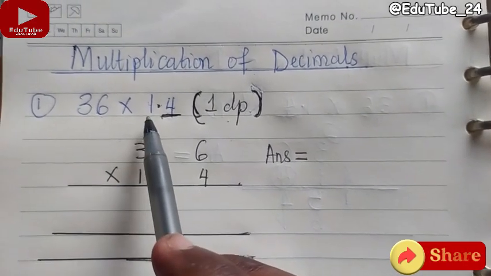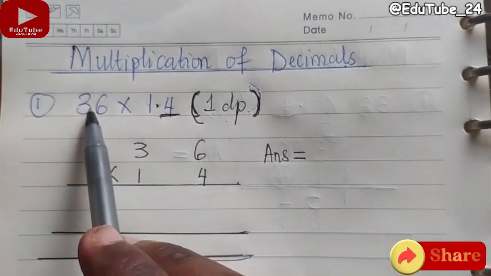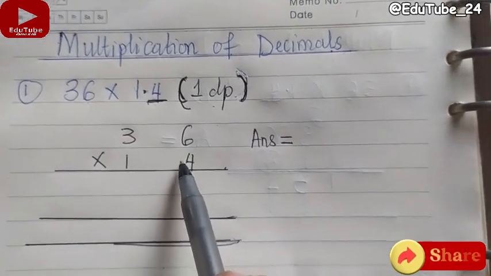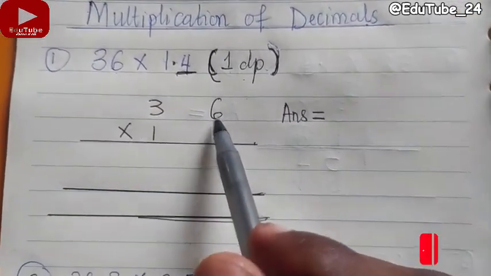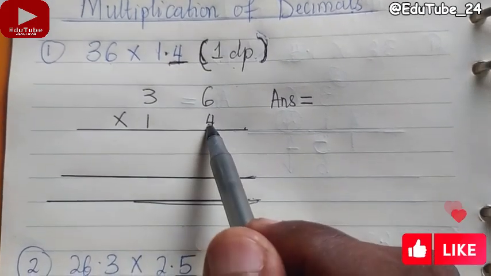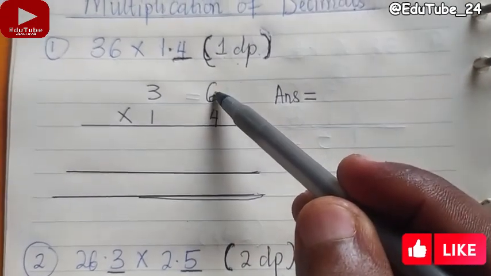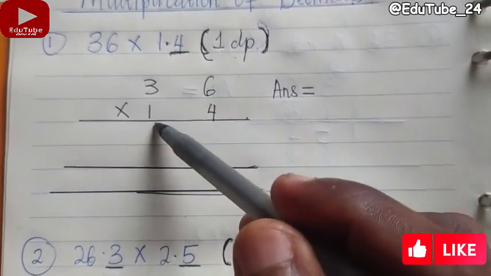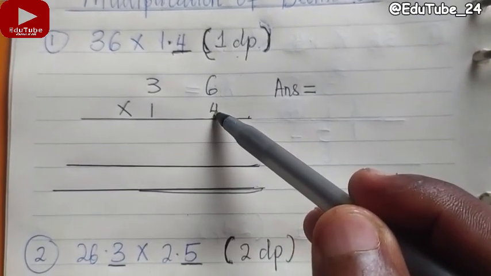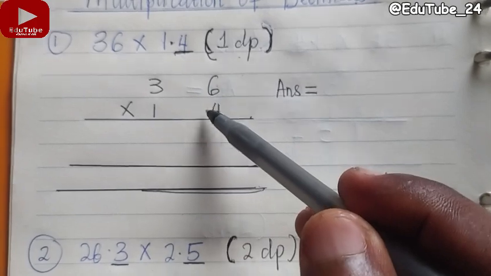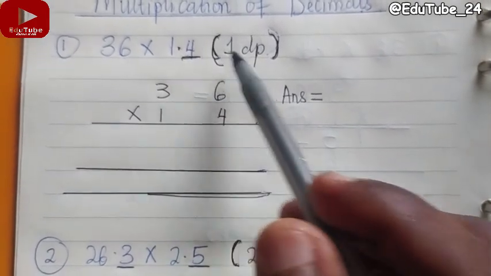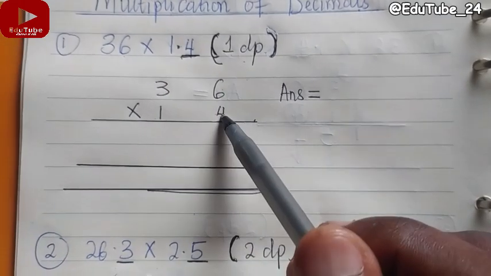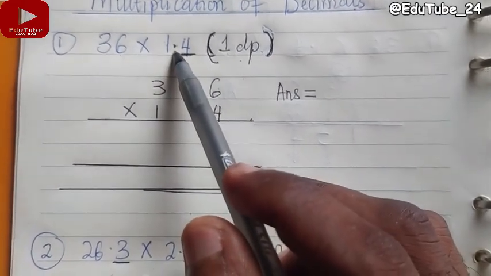The next thing we will do to solve this problem is to arrange the multiplicand and the multiplier in columns like regular multiplication. That is 36 times 1.4. Don't forget, 36 is our multiplicand and 1.4, which is now 14, is our multiplier. We've ignored the decimal point; we will circle back to that. So we are multiplying 36 and 14, ignoring the decimal point.